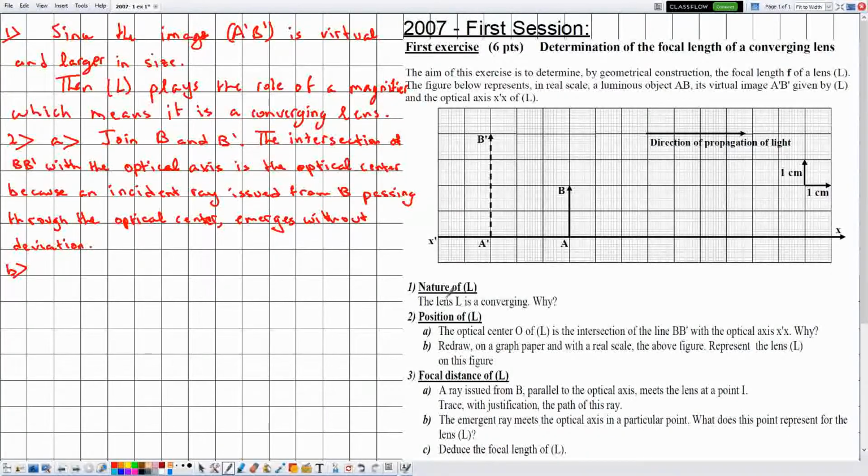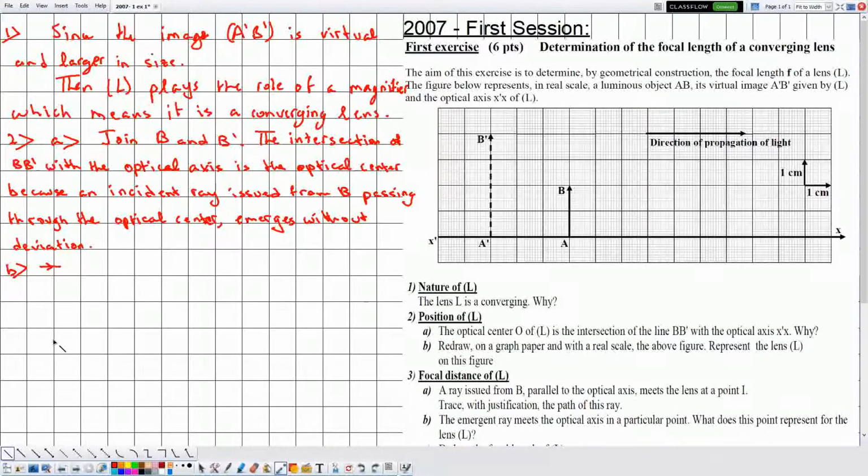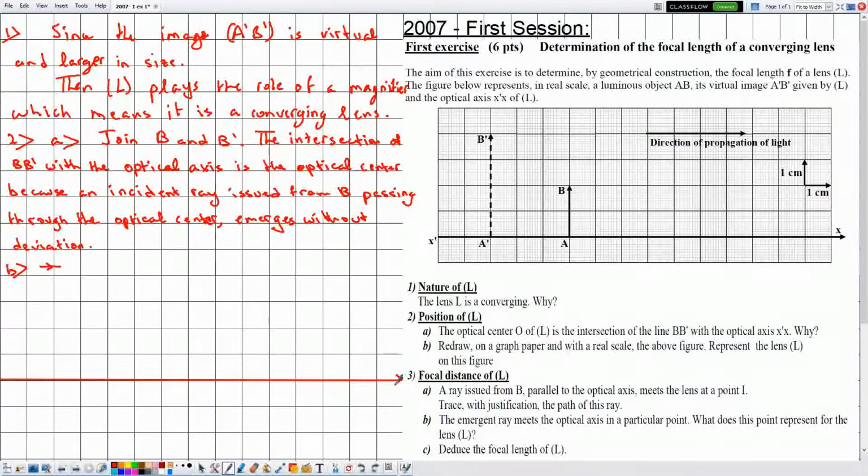Now in part B they are telling me: redraw on a graph paper with a real scale the above figure, which represents the lens L on this figure. So we need to redraw. The direction of propagation of light is given from left to right. So whenever we need to redraw the figure, we always start by drawing the optical axis. Okay, this is the optical axis at the middle. Let me do it better. Okay, having the same direction as that of propagation of light. This is x prime and this is x.